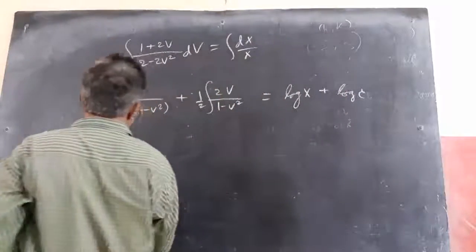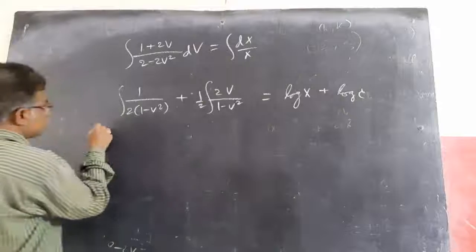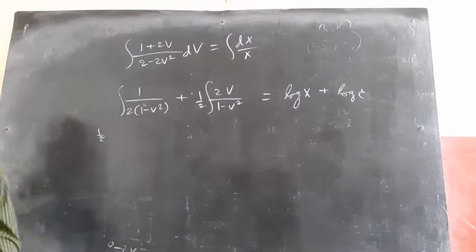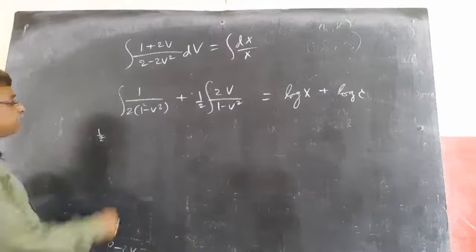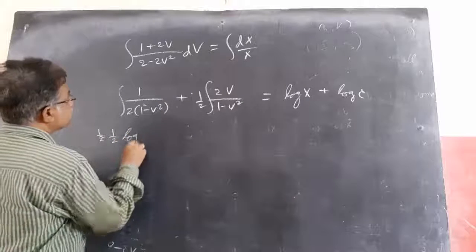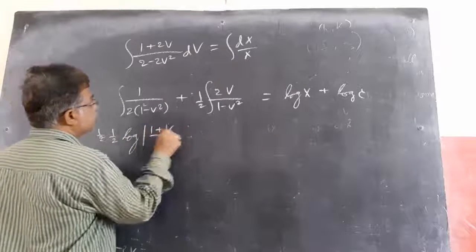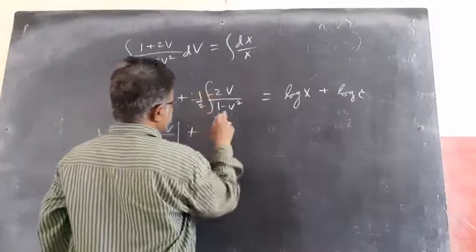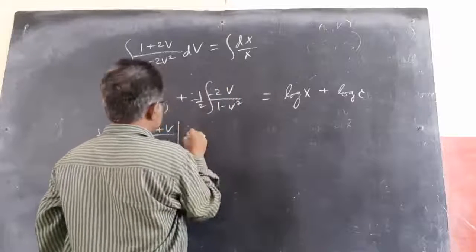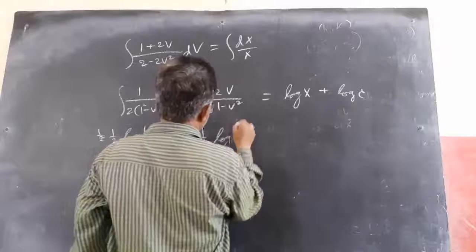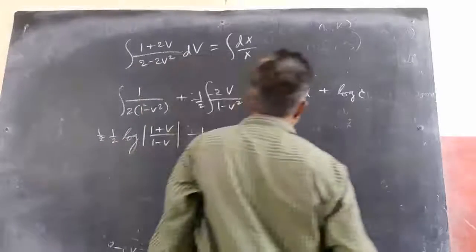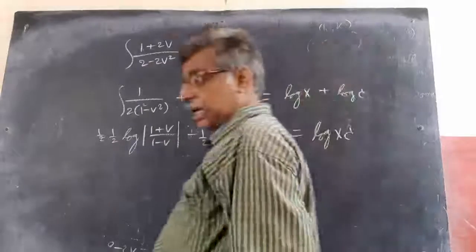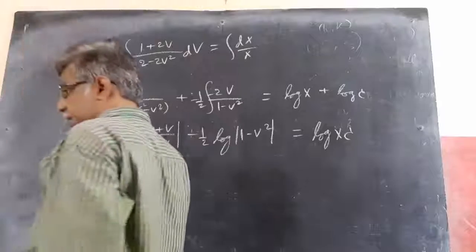Now this is again 1 by 2 outside, and 1 by (a square minus x square) is 1 by 2a log mod (a plus x) by (a minus x), here (1 plus v) by (1 minus v). Calculation part, take care. And for the second part, f dash x by fx gives log mod fx, so minus half into log mod (1 minus v square) equal to log xc. Calculation part, take care.